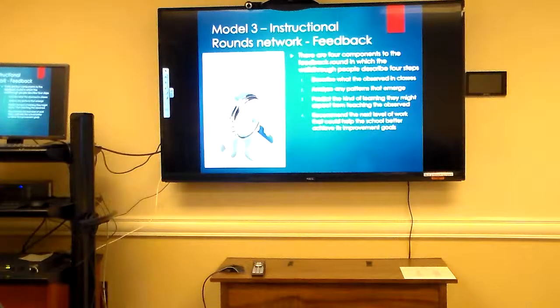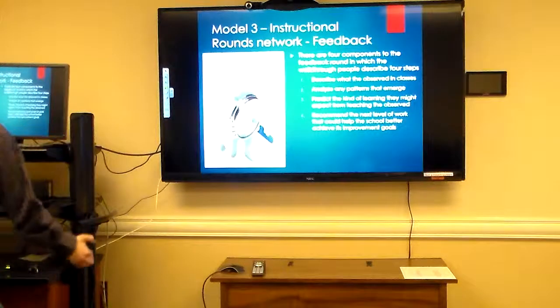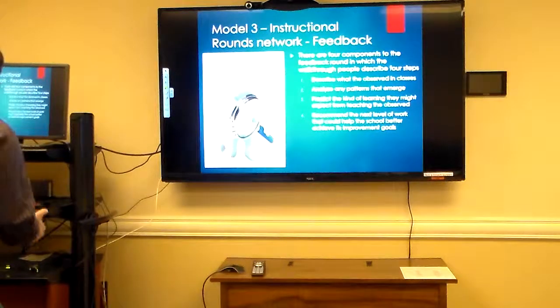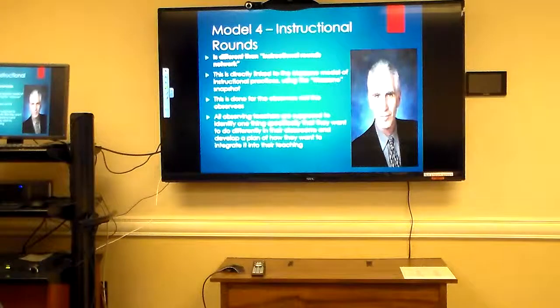The feedback process of this has to follow a 4-step model. This is a big deal, and it's something that for the districts that are using instructional rounds, I know Owasso is right now, this is what is part of their feedback round. The first thing that you do, you describe what was observed in classes. The second thing, analyze any patterns that you saw from those observations. Then you predict what kind of learning could happen, what might happen from the teaching, and then you recommend things that could make the process better and help improve the school and help the school meet its instructional goals.